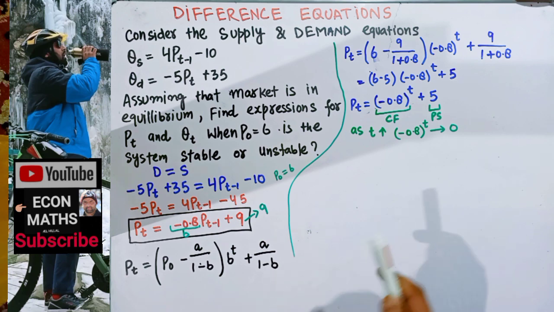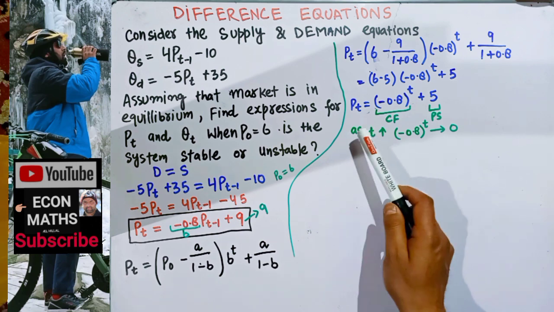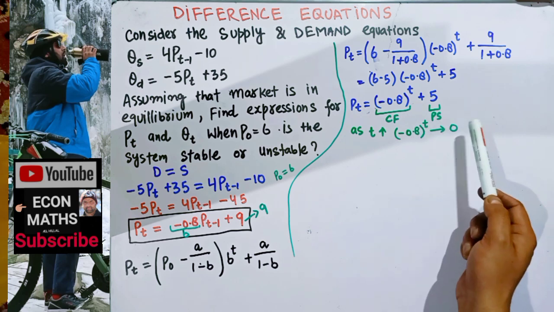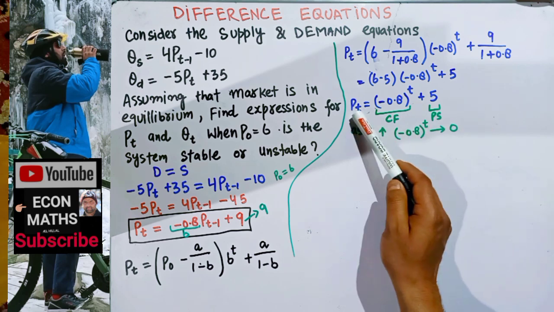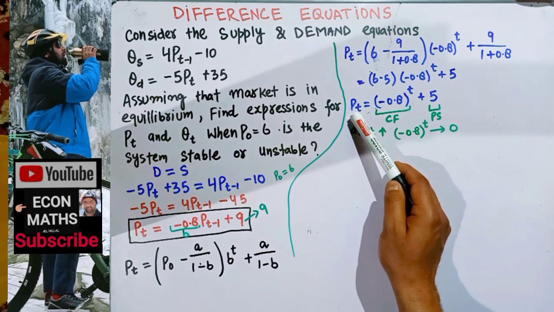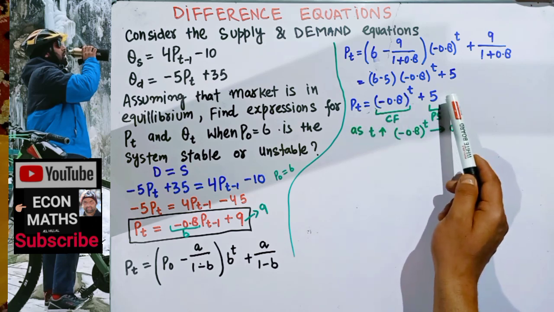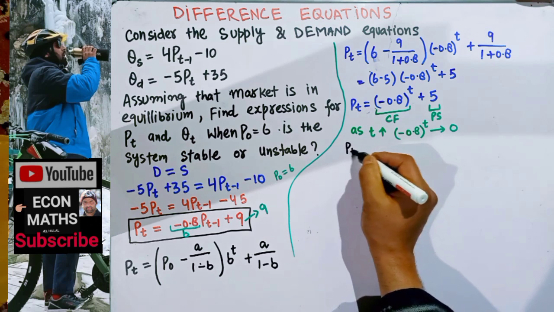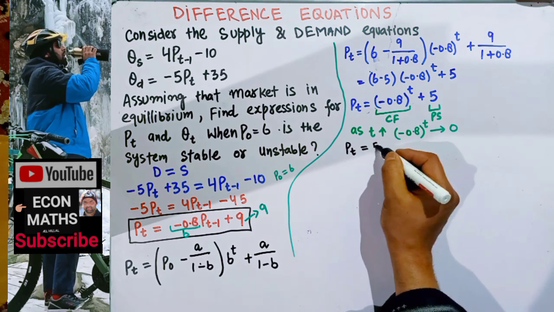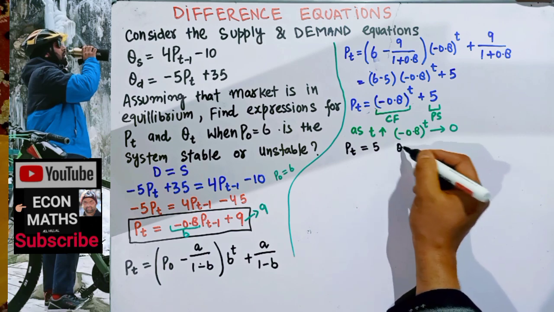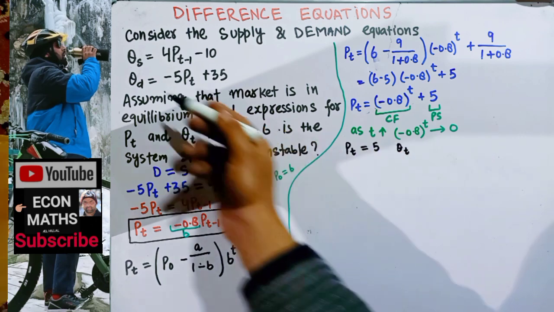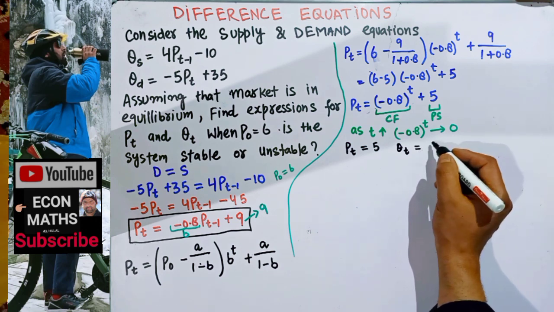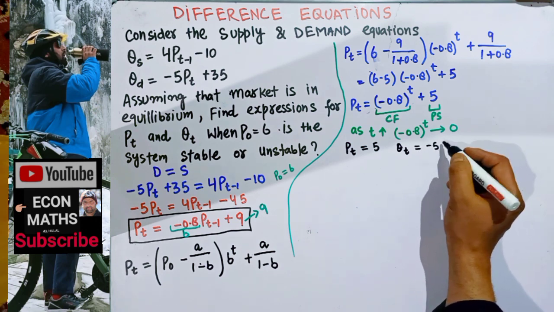Let me repeat it here. As t increases, this whole term converges towards 0. So this p_t will eventually settle down to this particular solution, that is 5. So our p_t will approach 5, and corresponding to this, what will be q_t? Put p_t equal to 5 in the demand function. So our q_t will be equal to minus 5.